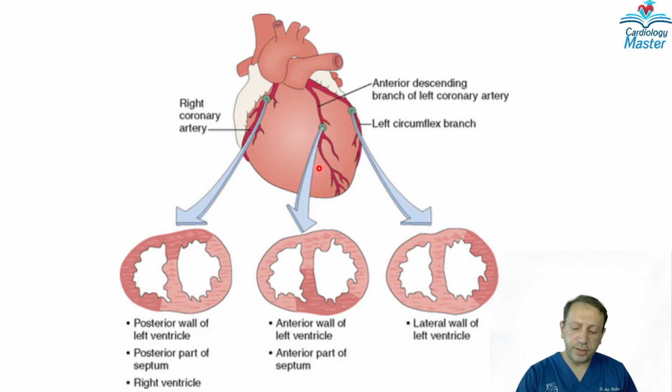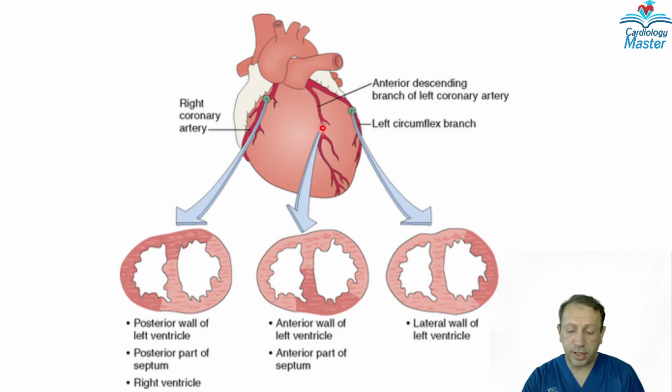The left anterior descending, as you can notice, supplies the anterior portion of the heart. So let's say this is the anterior wall. This is the posterior wall. This is the septal wall that separates the right from the left ventricle. This is the lateral wall of the left ventricle, and this is the right ventricle wall.